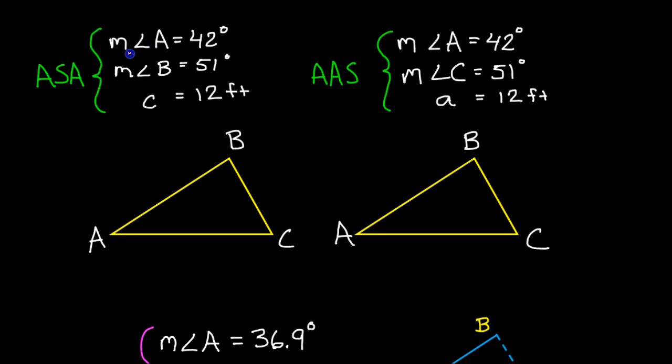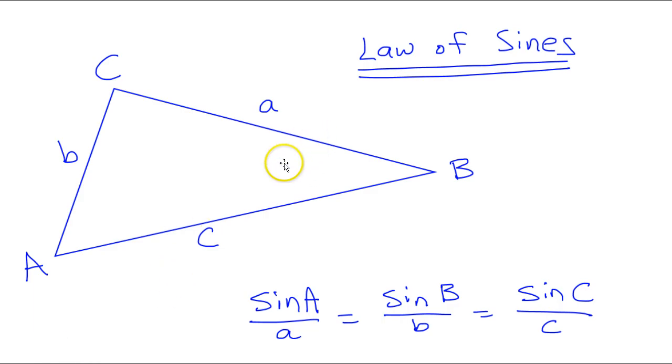So if I give you the measure of angle A, let's see, that would be 42. The measure of angle B is 51, let's say. Alright, so angle B is 51 degrees. And side C is 12 feet. Side C has to be across from angle C, so I'm going to put the 12 right here. So you can see this is the angle, side, angle situation, and I could use the law of sines to solve this. By the way, this is the law of sines.